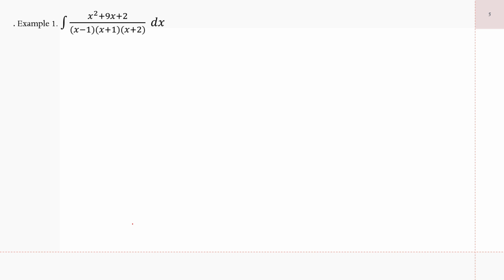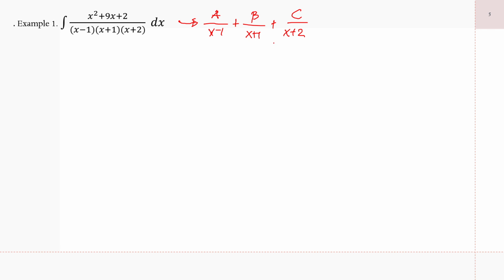Okay, the problem is the integral of (x squared plus 9x plus 2) over (x minus 1)(x plus 1)(x plus 2) dx. So we have to transform this into a sum of partial fractions. We could write this as A over x minus 1 plus B over x plus 1 plus C over x plus 2.